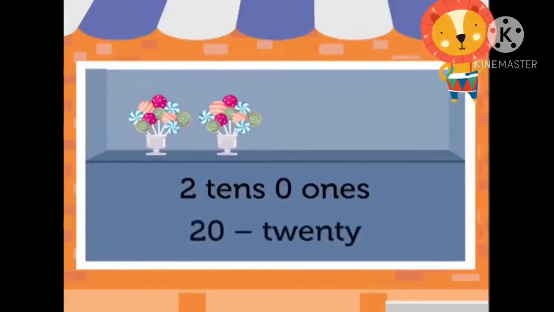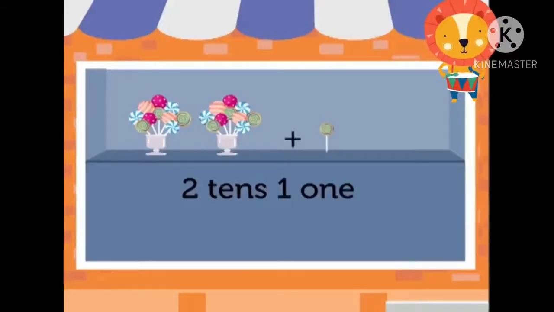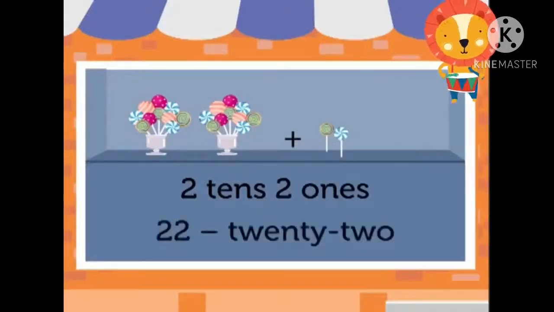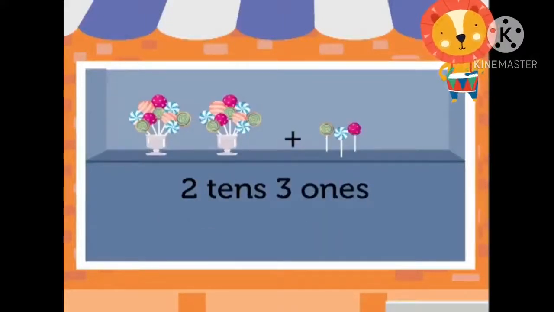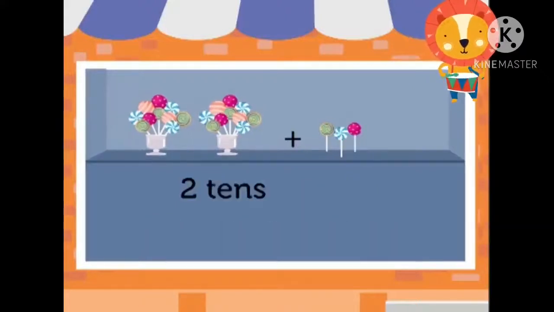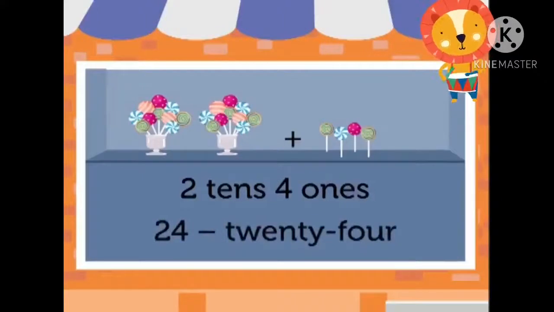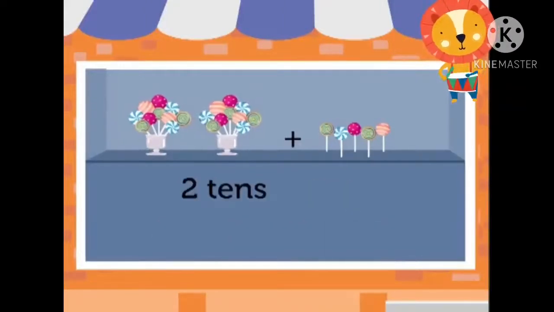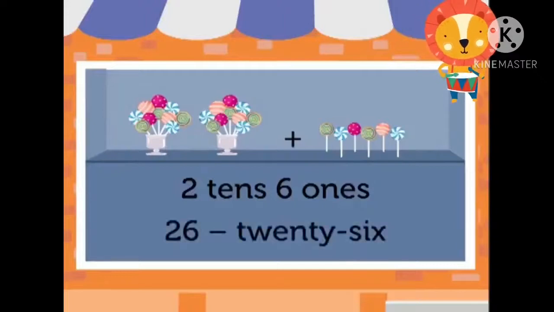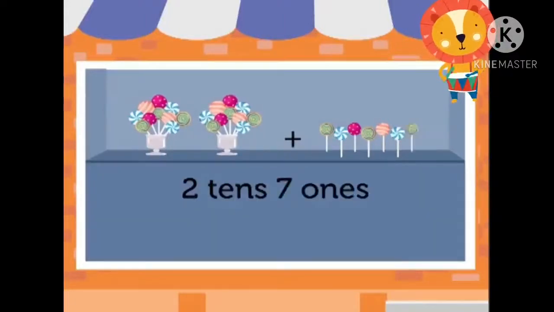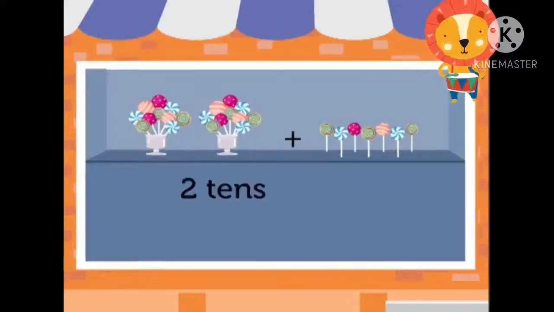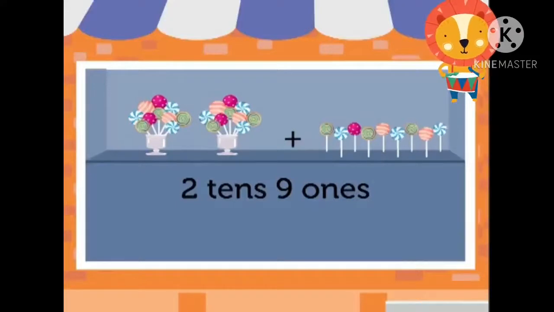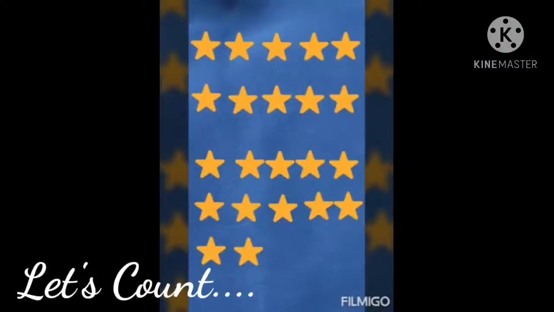Two tens and zero ones make 20. Two tens and one one will make number 21. Two tens and two ones will make number 22. Two tens and three ones will make number 23. Two tens and four ones make 24. Two tens and five ones make 25. Two tens and six ones make 26. Two tens and seven ones make 27. Two tens and eight ones make 28. Two tens and nine ones will make number 29.